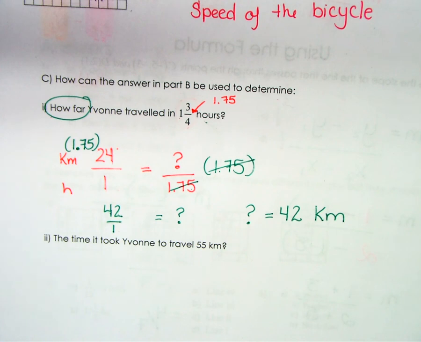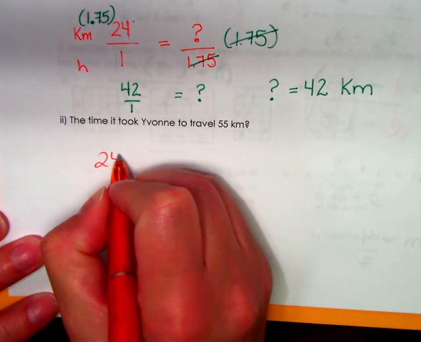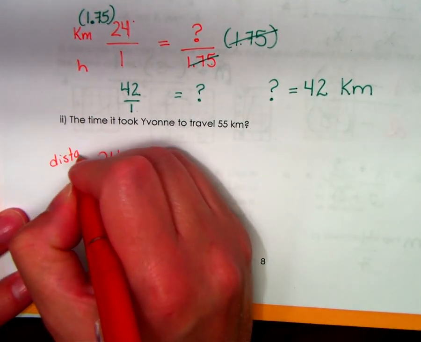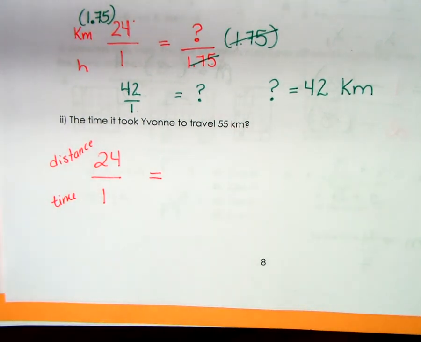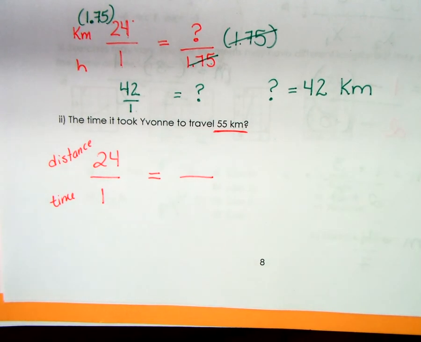Brilliant. Okay, using the same setup, can you do part 2? Yes, you can. Start with your slope. So the 24 is the distance, and the 1 is the time. So we're going to make a new fraction. And what information do we have? Do we have distance or do we have time on the new fraction? Distance. And how much is our distance?